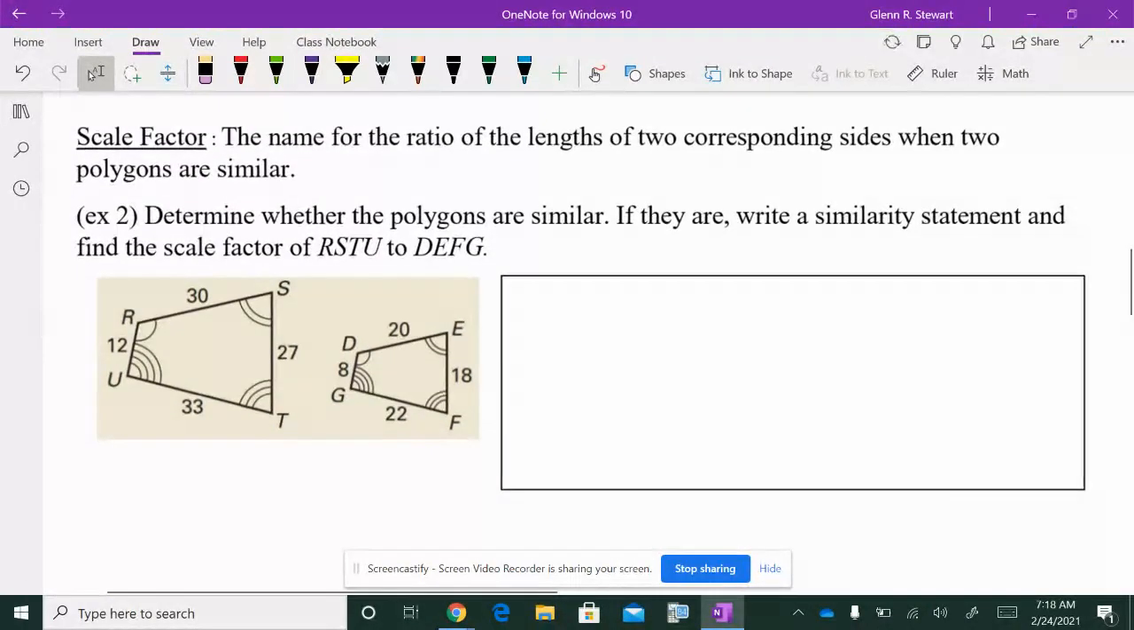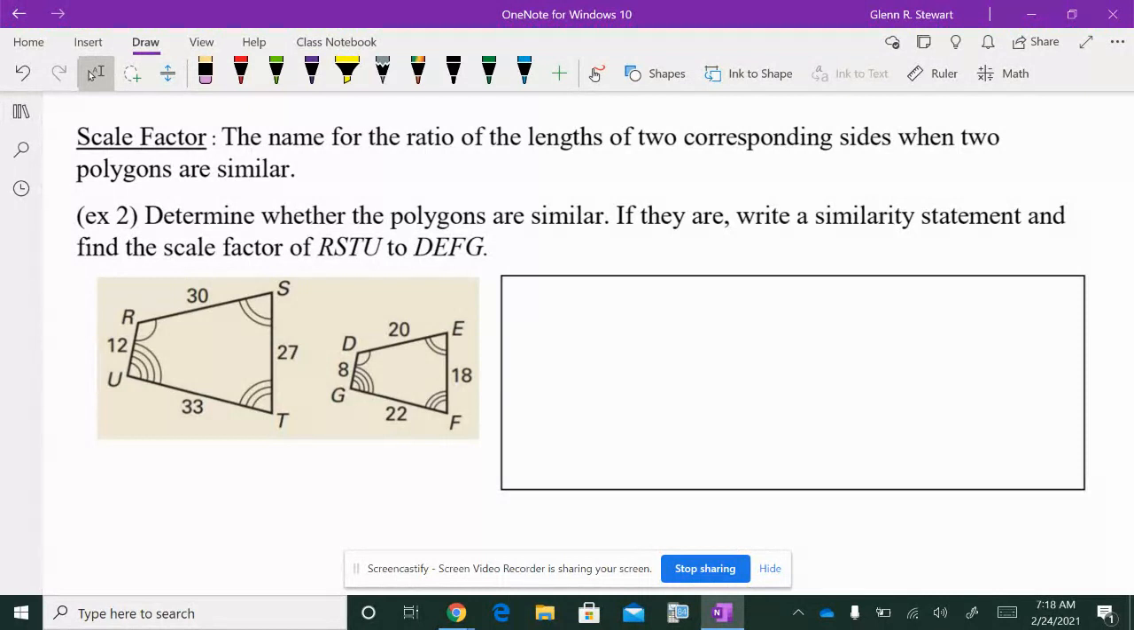Scale factor. Scale factor is a name for the ratio of two lengths of two corresponding sides when two polygons are similar. Essentially, scale factor is a number or a proportion that is going to help you determine what you need to multiply in order for one figure to go to another. So sometimes you're going to be multiplying to make the figure bigger. Other times you're going to be using it in order to make it smaller.